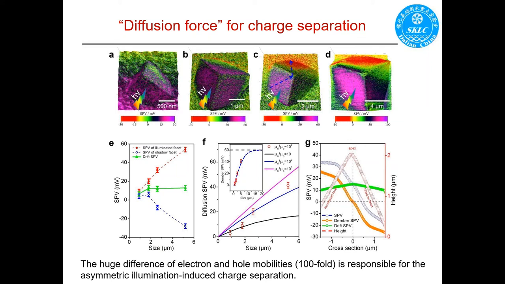Another finding is that through the fitting result, we see that the mobility of the electron is at least two orders of magnitude higher than that of the holes. So that's the reason why you see this diffusion force. This understanding can help you to design a good photocatalyst and a photoelectrochemical (PEC) electrode when you are fabricating this kind of system. We call it a diffusion force.